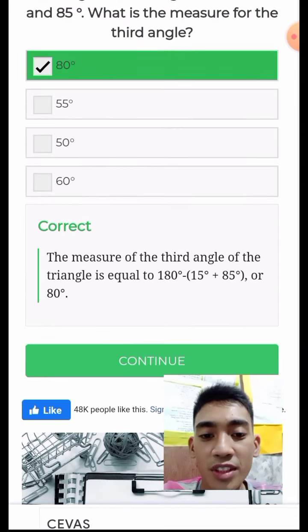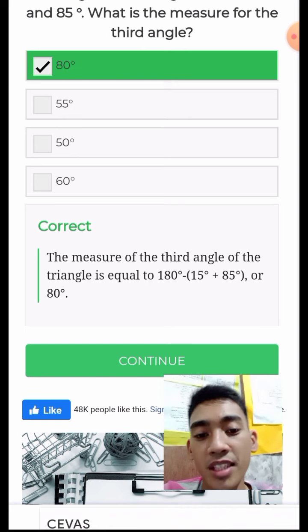So the measure of the third angle of the triangle is equal to 180 degrees minus the sum of 15 degrees plus 85 degrees, or 80 degrees.